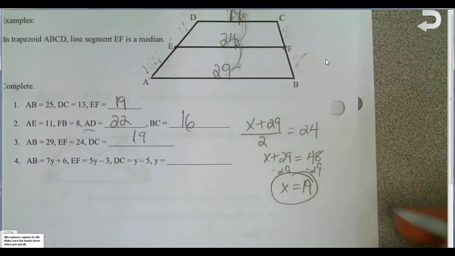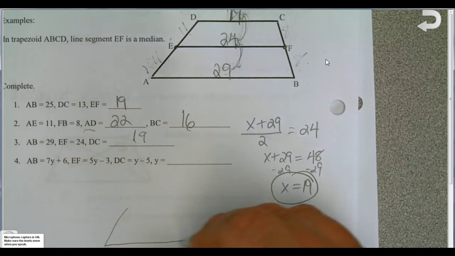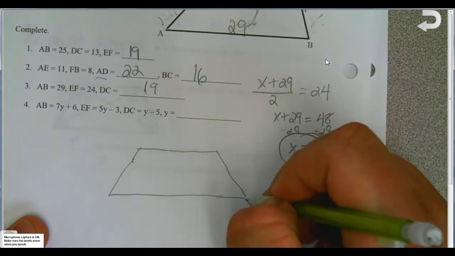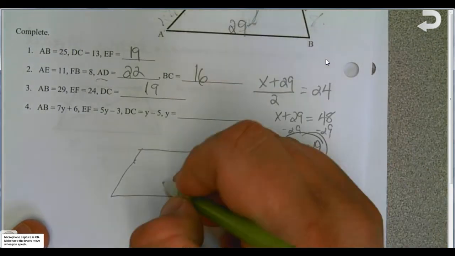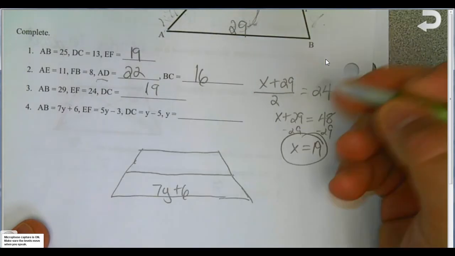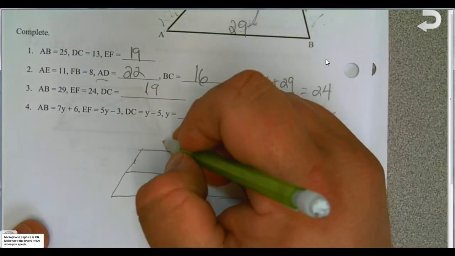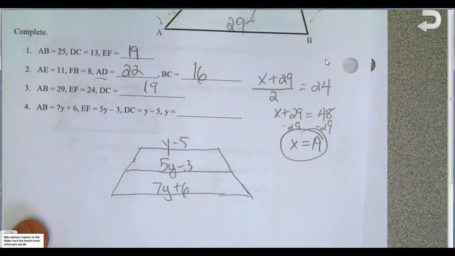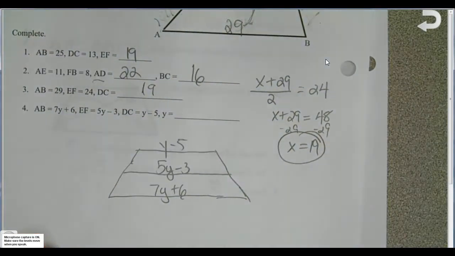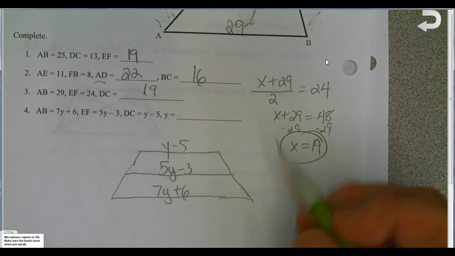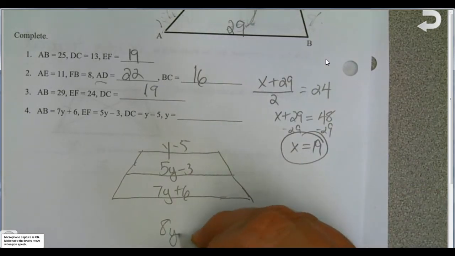Where you have to use algebra is when they do this to you. Now I'm going to redraw this picture down here for this one. When they tell you that AB is equal to 7y plus 6, DC is equal to y minus 5, and EF is equal to 5y minus 3, what is the first thing that we have to do? We have to add the top and the bottom: 8y plus 1.